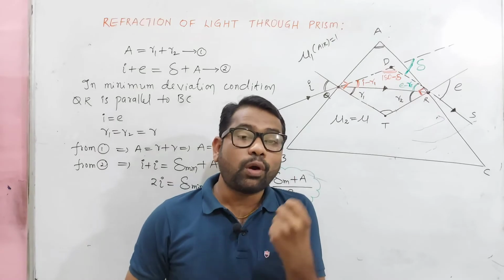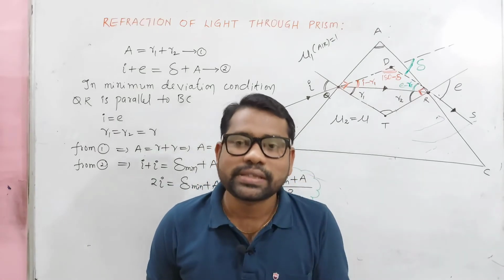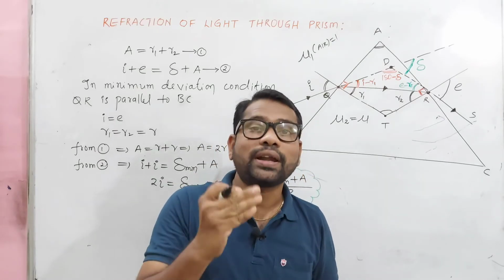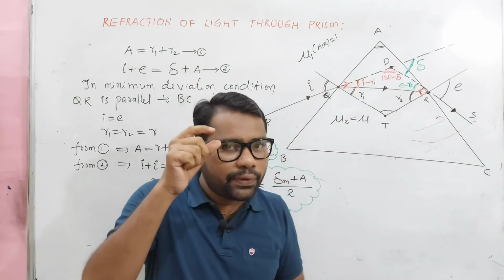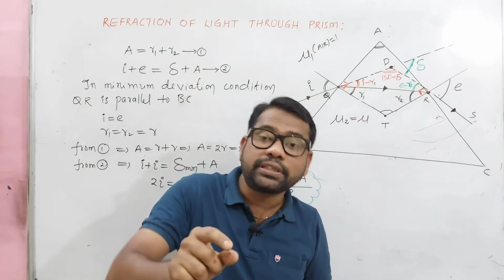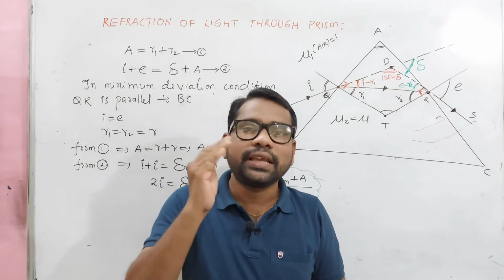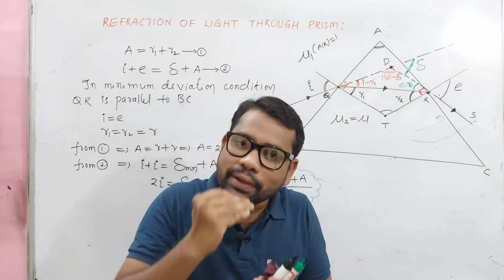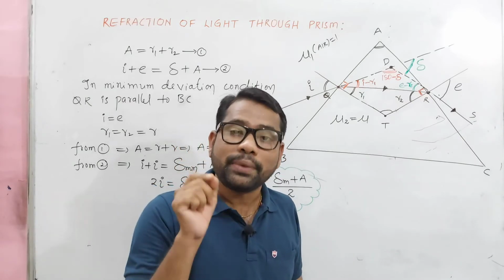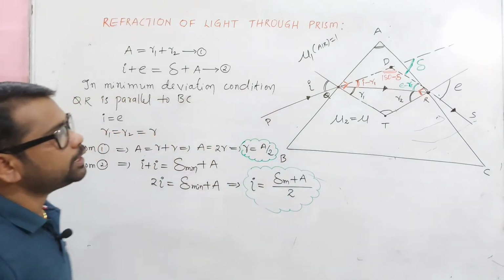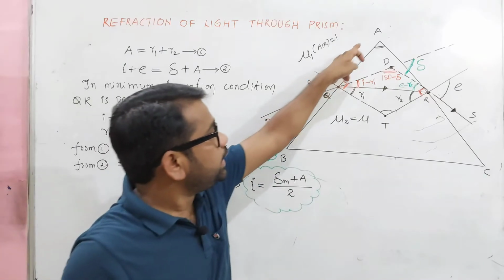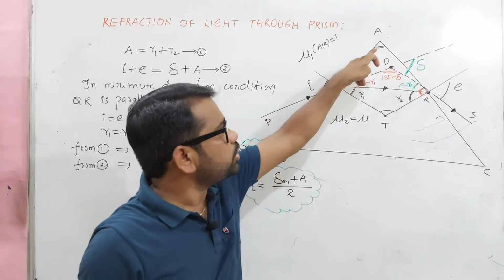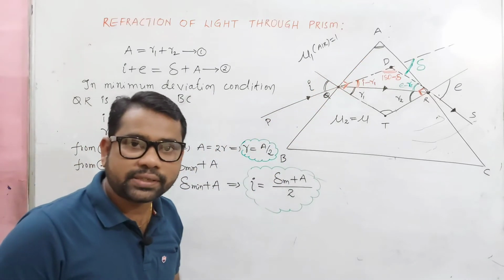So now dear children, let us recall once again Snell's law. Children, what is Snell's law here? The refractive index of the second medium with respect to the first medium is equal to the ratio of the sine of the angle of incidence to the sine of the angle of refraction. That is what we are going to apply. Now we are going to apply Snell's law at the AB refracting surface.